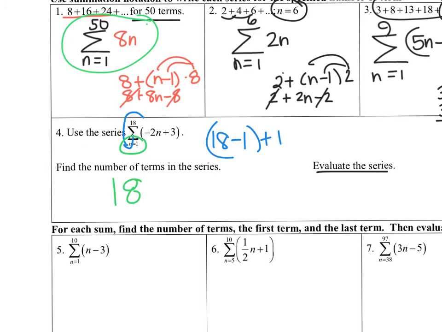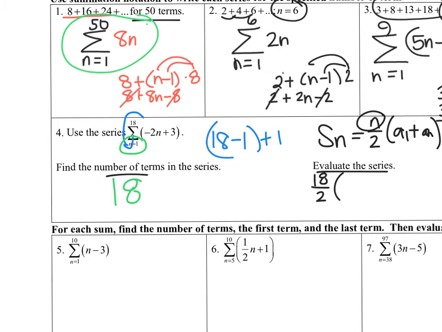So to evaluate the series, we're going to use the sum of the first n terms is n over 2 times a sub 1 plus a sub n. So we need the number of terms, which is 18 over 2. Now, to find the first term, you have to plug in the bottom number, which is 1.